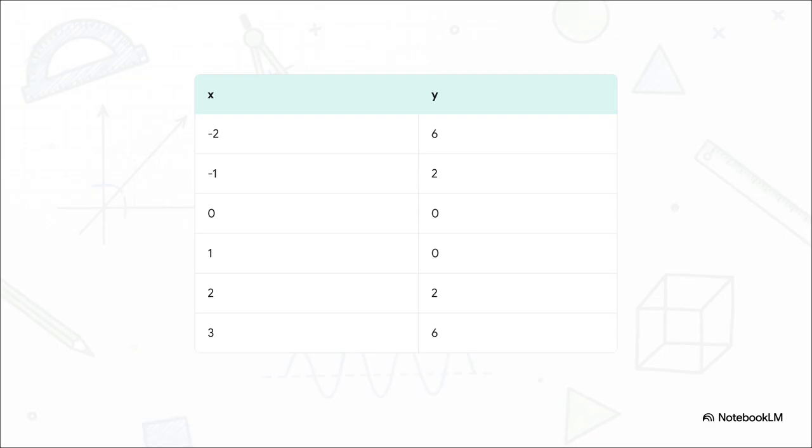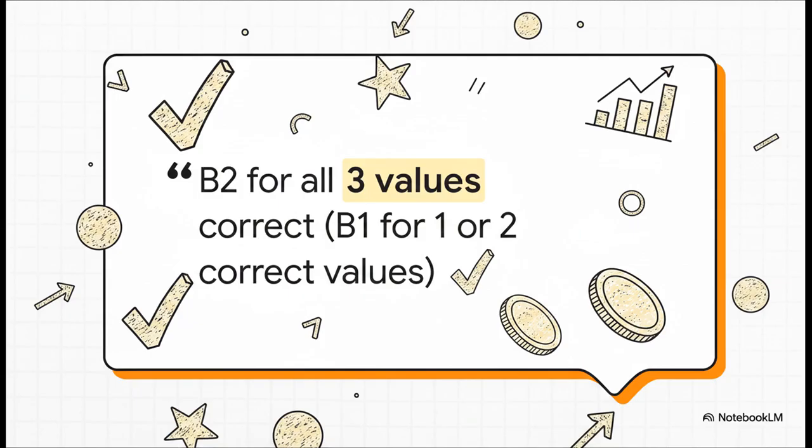Now, here's a little pro tip. See the symmetry in those y values? 6, 2, 0, 0, 2, 6. That's a classic feature of these graphs, and it's a great little check to see if you're on the right track. Now, let's peek at the official mark scheme.